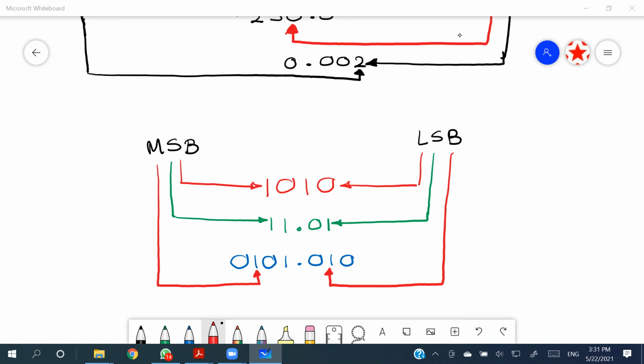Here, 1010 is a whole number though. So the same rule applies. In the integers, the leftmost value which is not a 0 is going to be the most significant one, and the rightmost symbol or rightmost character is going to be the least significant one.